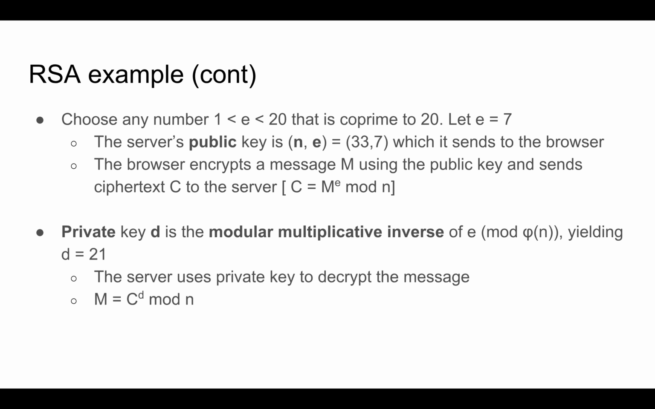The browser then encrypts a message using this public key with the formula: the message m to the power of e mod n. To compute the private key, we find a modular multiplicative inverse d of e mod phi of n. To decrypt the message, a server will apply the formula: the ciphertext c to the power of d mod n.